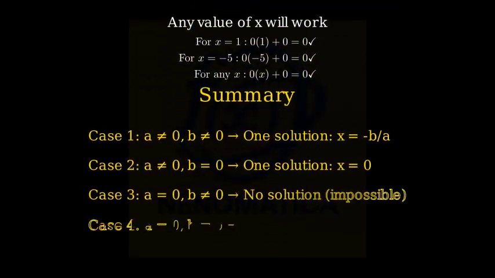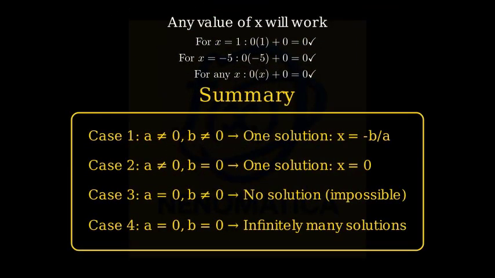Let's summarize what we've learned about solving linear equations of the form ax plus b equals 0. Case 1. When a is not equal to 0 and b is not equal to 0, we have one non-zero solution, x equals negative b over a. Case 2. When a is not equal to 0 and b equals 0, the solution is x equals 0. Case 3. When a equals 0 and b is not equal to 0, there is no solution.